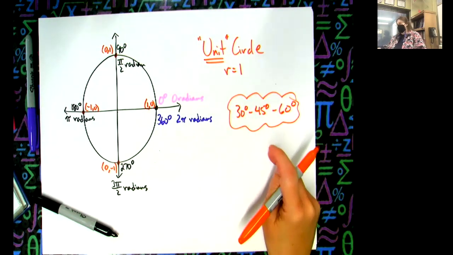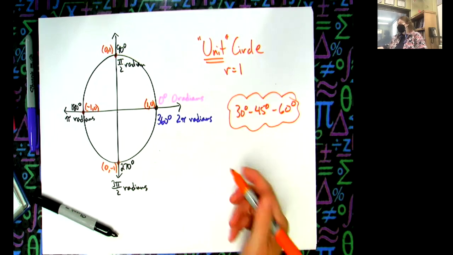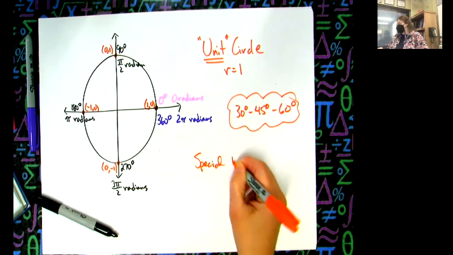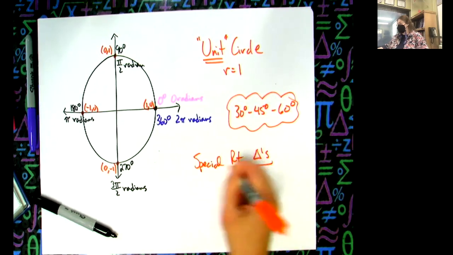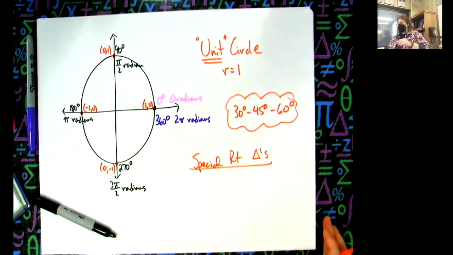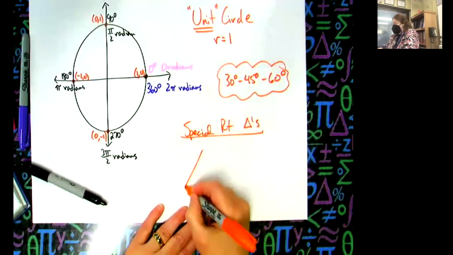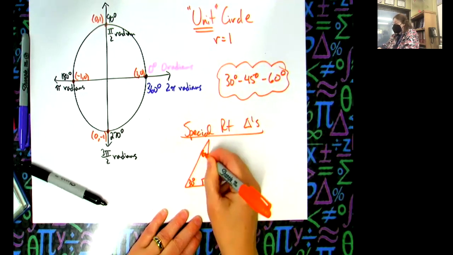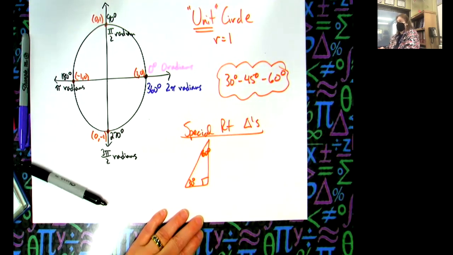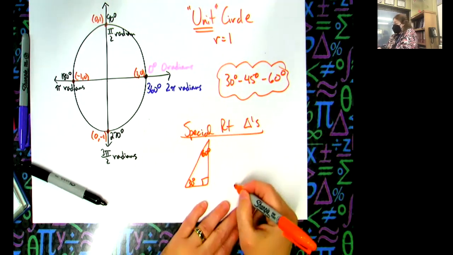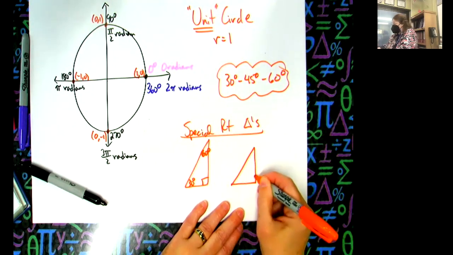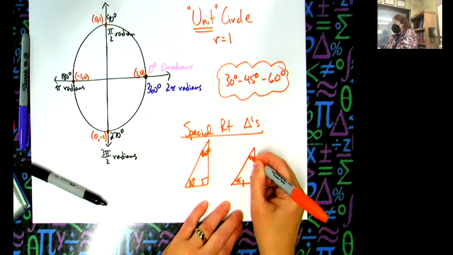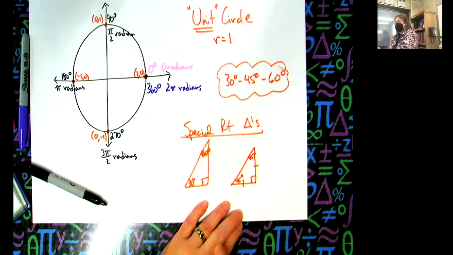Do you remember doing something in geometry called special right triangles? You had, not drawn to scale, a 30-degree angle here and a 60-degree angle here, and that was called a 30-60 right triangle. Then, again a really bad drawing, you had a 45 and a 45-degree angle, and that was called a 45-45 right triangle.